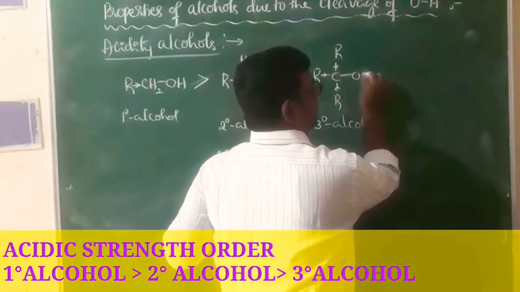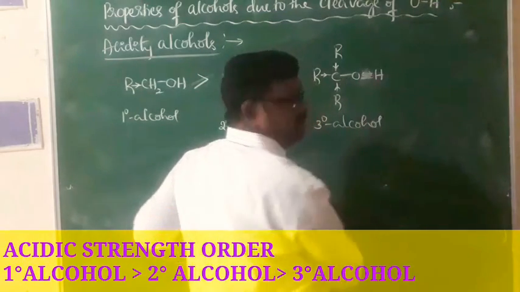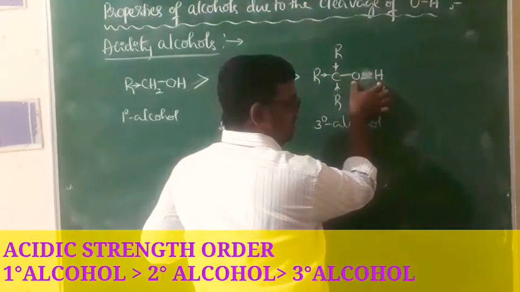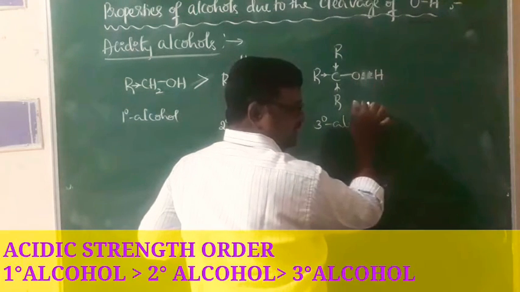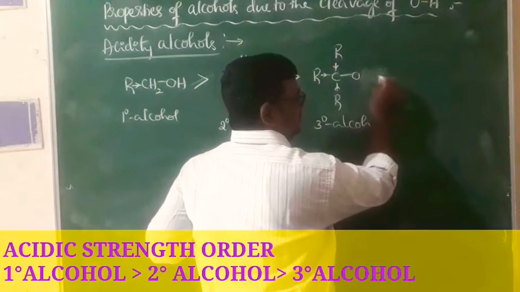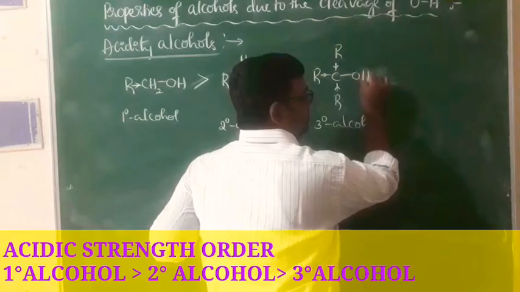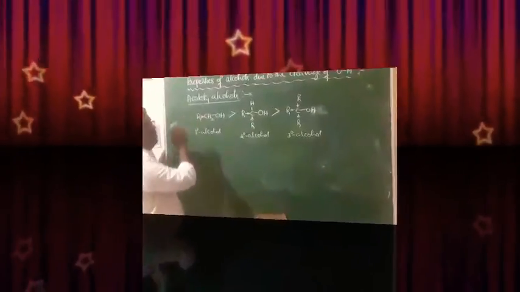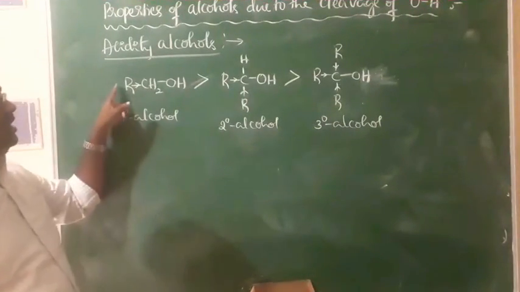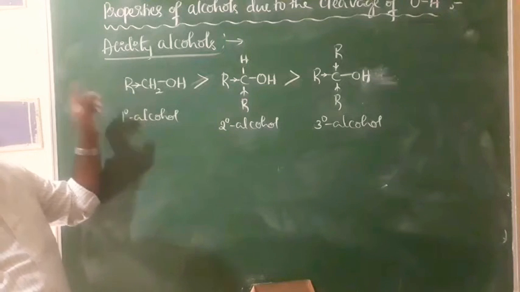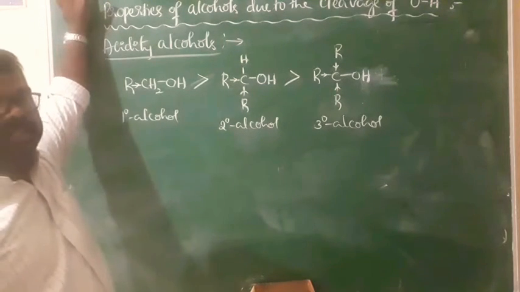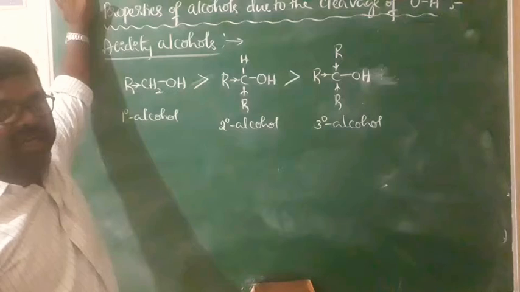The electron density between O and H is very, very high. The bond is very, very strong, and it is very difficult to break this bond. Then release of H plus becomes very difficult. Therefore, tertiary alcohols are the weakest acids, and alcohols with one electron releasing group are the strongest acids. So this is what we call the acidic strength of primary, secondary and tertiary alcohols.